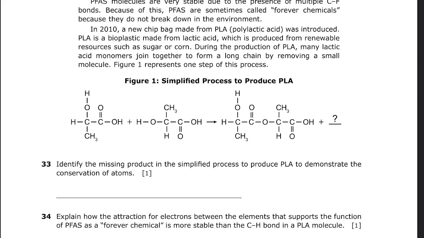So question 33 asks you to identify the missing product in the simplified process to produce PLA to demonstrate the conservation of atoms. There are two ways that you can do this. The first way, which is arguably the more challenging way, but probably the way I would think most students did, was by counting up all of the atoms. So you could make an inventory on both sides of carbon, hydrogen, and oxygen. And you can count up all of the atoms on both sides.